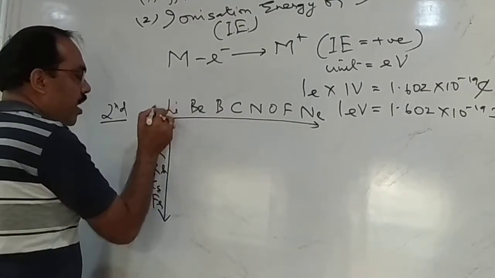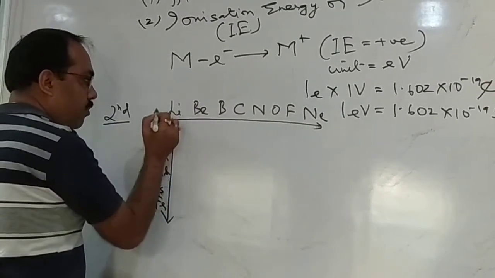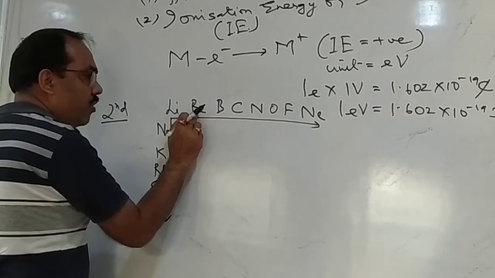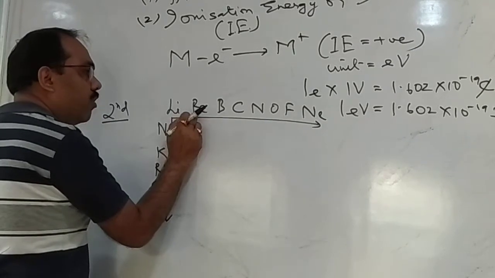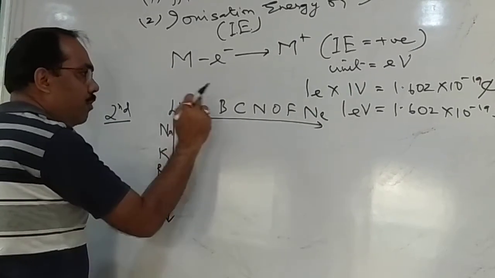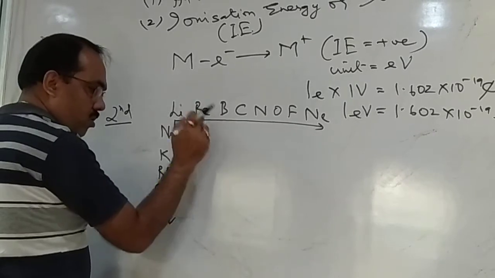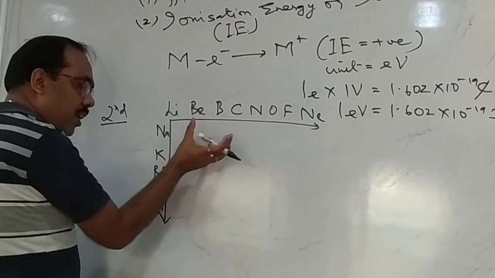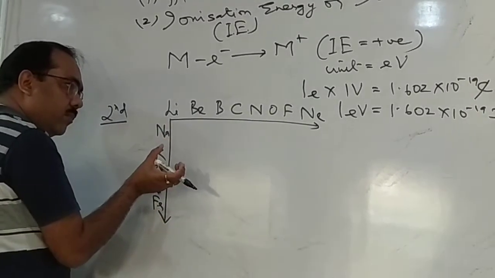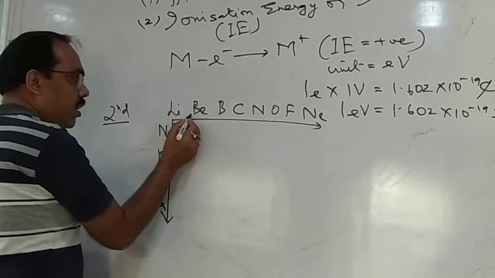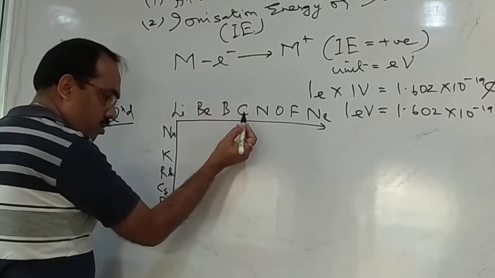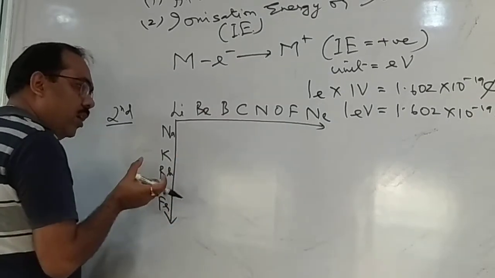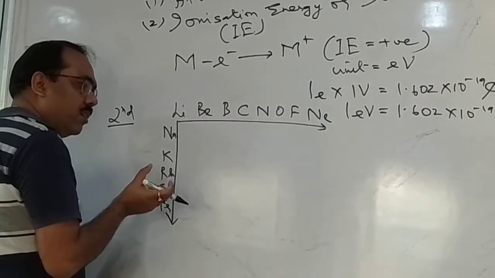Now here you are removing 1 electron from it, so some ionization energy is required. When we are removing 1 electron, listen carefully, the nucleus pulls the remaining electrons strongly towards itself because nuclear charge increases. Here in case of beryllium, when you are removing 1 electron, the nucleus pulls the remaining electrons strongly towards itself because the nuclear charge is increasing.